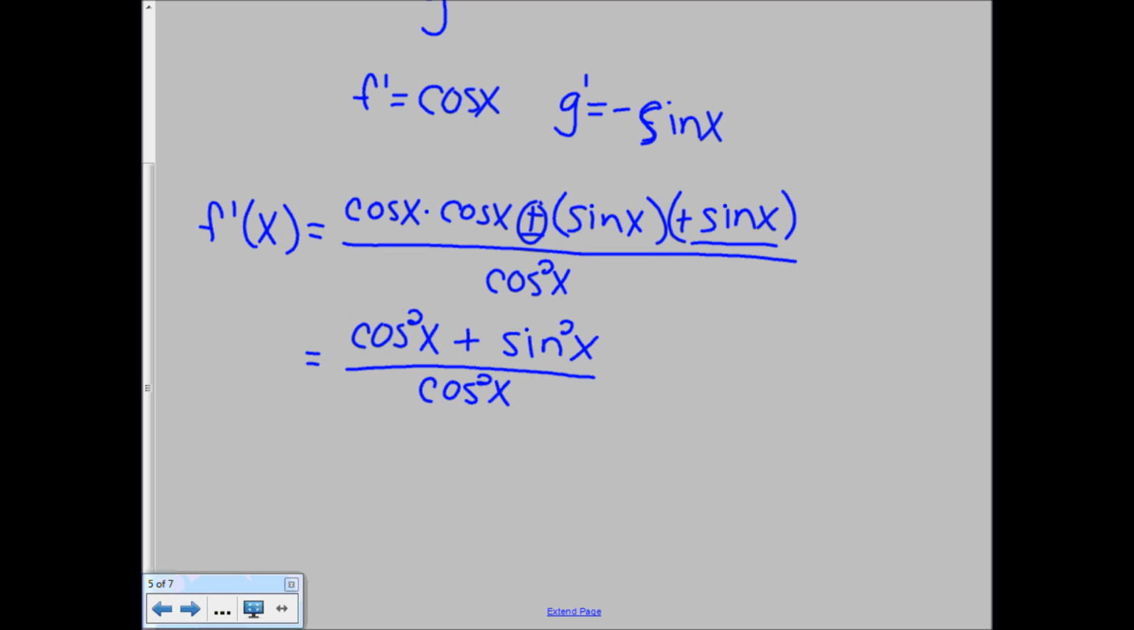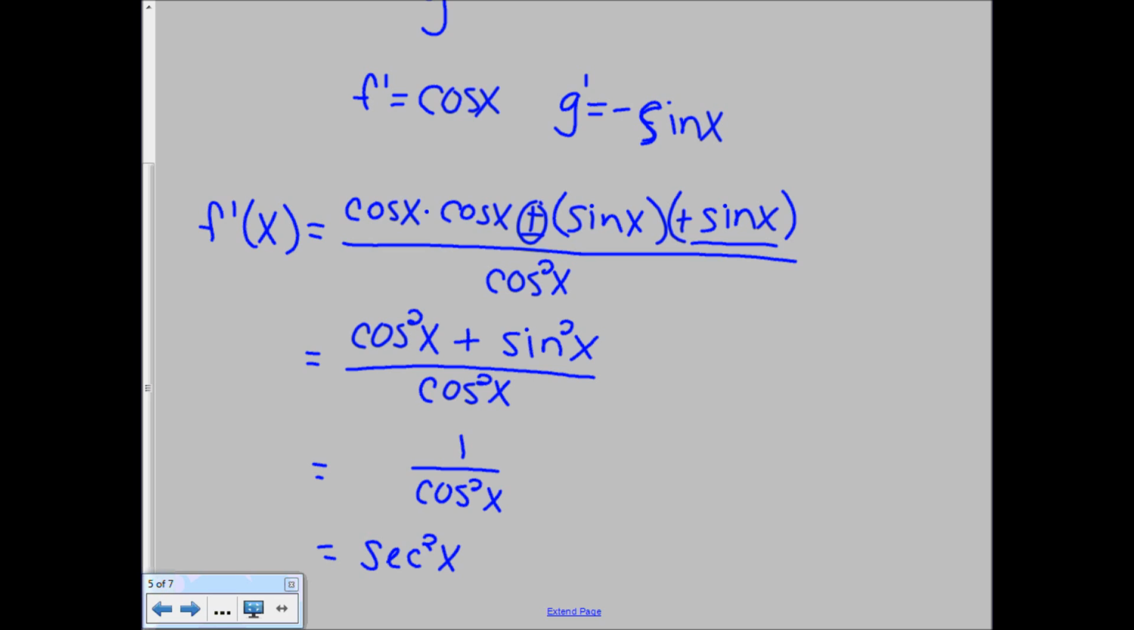Now you might be saying, that's a really messy derivative for tangent. That's a lot of stuff to remember. Well, we're going to use some trig identities now to simplify it and show that it's actually a really easy thing to remember. So using the Pythagorean identities for trigonometry, we know that cosine squared plus sine squared of x is just equal to 1. So we get 1 over cosine squared of x. But we know that 1 over cosine is just equal to secant, so 1 over cosine squared should just be secant squared.